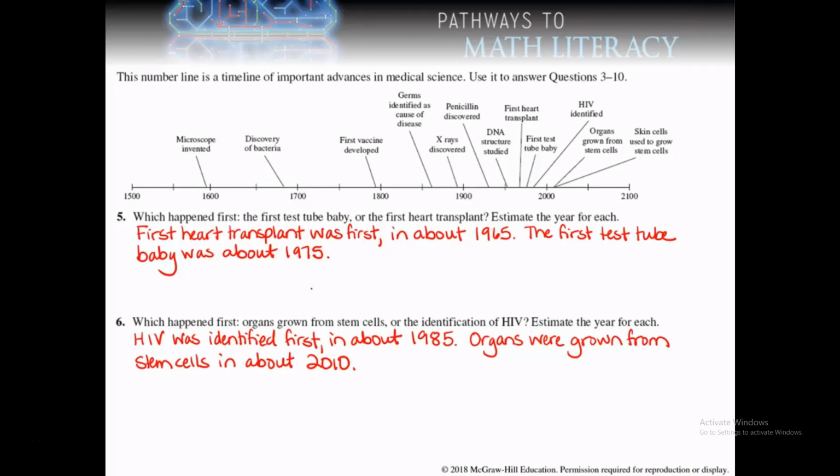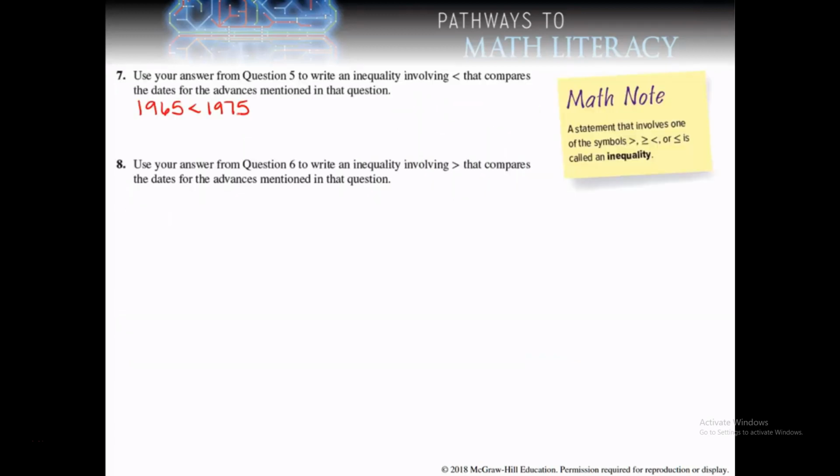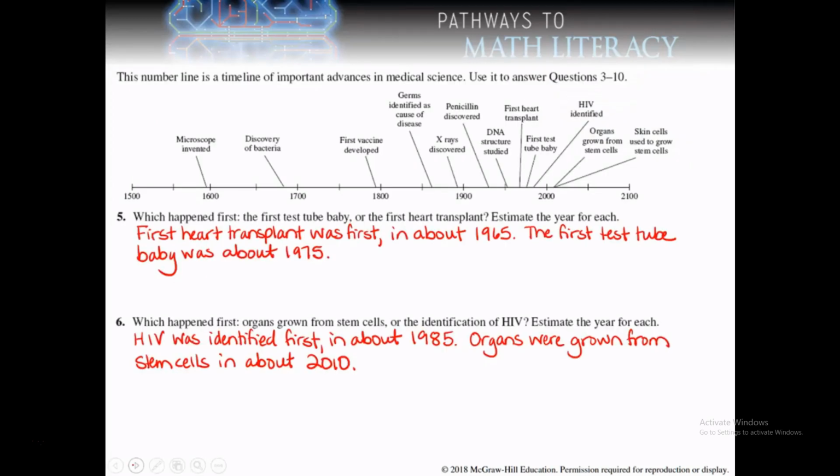Now number 8 would like us to do the same thing with question 6, except this time we're going to use a greater than. Question 6 was where we decided that HIV was identified before organs were grown from stem cells, which means that the year organs were grown from stem cells is greater than the year HIV was identified. So 2010 is greater than 1985.